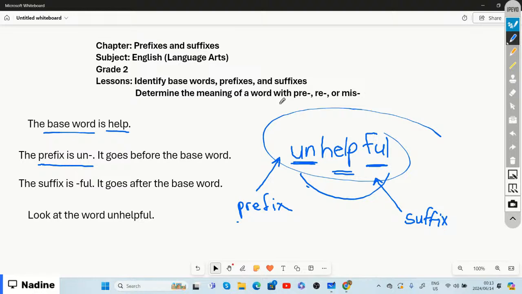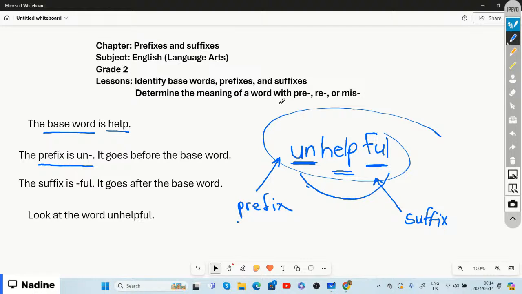Yes, unhelpful is both prefix and suffix. Unhelpful is both prefix and suffix because when we add the word un in front of help, that is the prefix that we added. And once we add the word full after the word help, it means that we added the suffix. Yes, that is correct. Un is the prefix and full is the suffix.